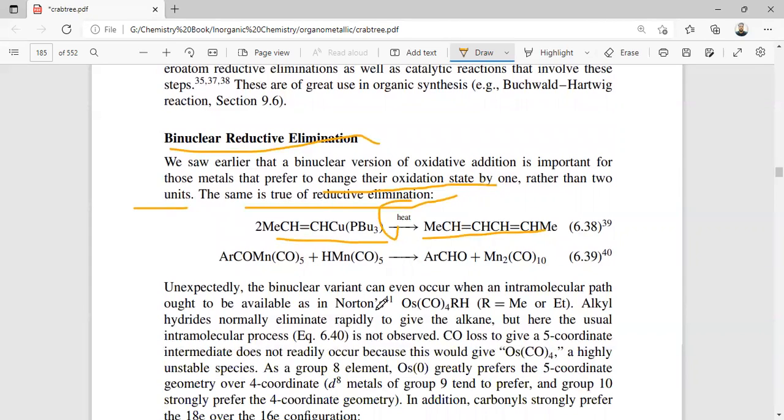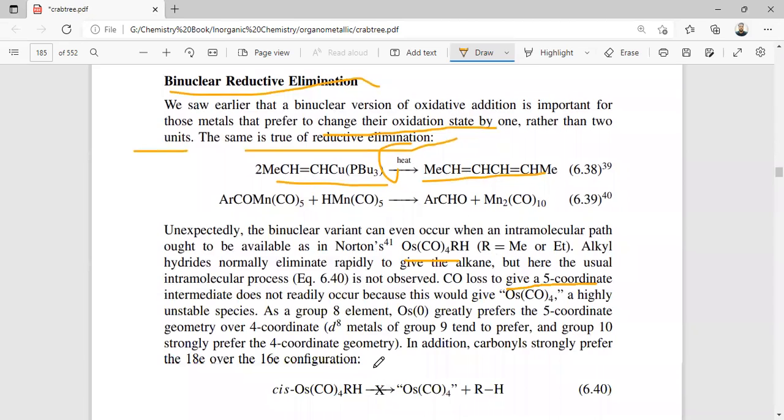is available. Carrying osmium CO4 hydride, the alkyl hydrides normally eliminate rapidly to give the alkane, but the usual intramolecular process is not observed. CO loss does not really occur because it gives only Os(CO)4, a highly unstable species. A group 8 element greatly prefers 5-coordinate geometry or 4-coordinate. In addition, the metal strongly prefers the 18-electron or 16-electron configuration. So here no reductive elimination occurs. So here osmium CO4 is not stable.